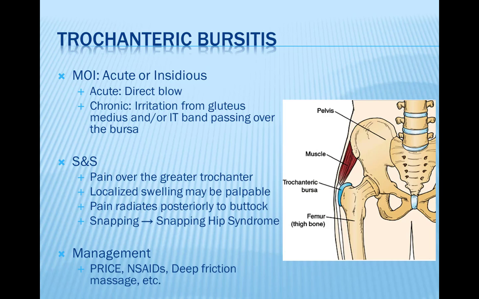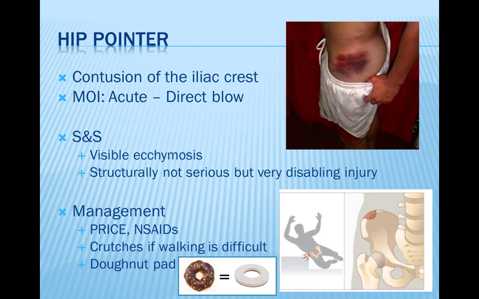The symptoms of trochanteric bursitis include pain on the outside of the hip, thigh, or into the buttocks, pain when lying on the affected side, pain when you press on the outside of the hip, pain that gets worse during activities such as getting up from a deep chair or getting out of a car, and pain with walking upstairs. The management for trochanteric bursitis will include PRICE, NSAIDs, and deep friction massage, and possibly rest.